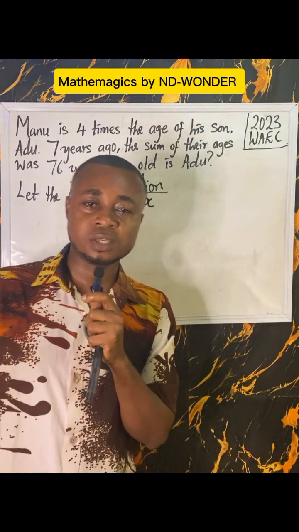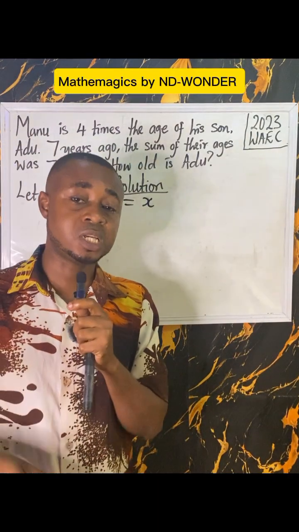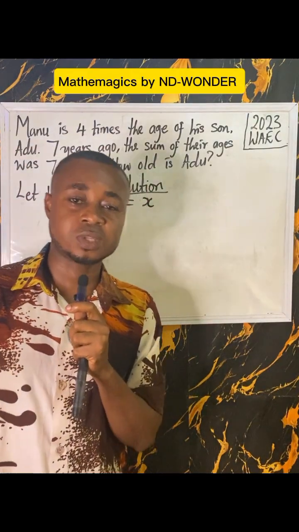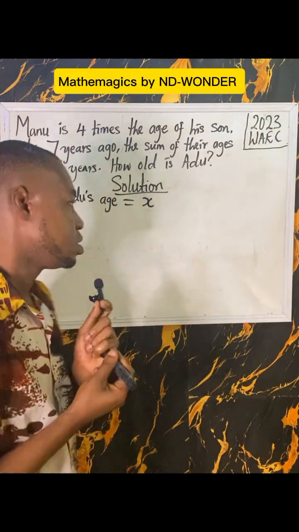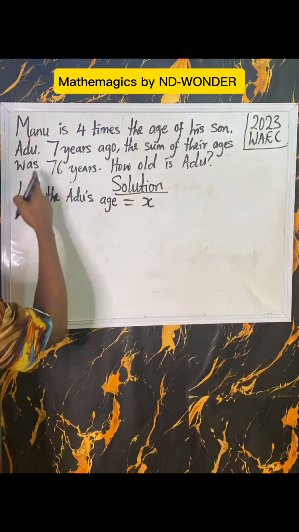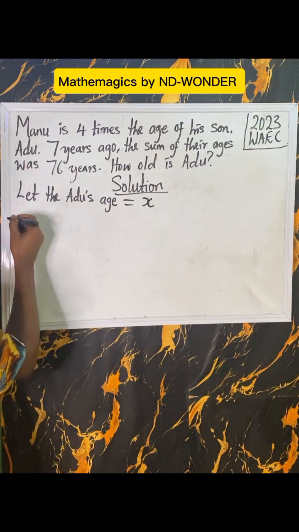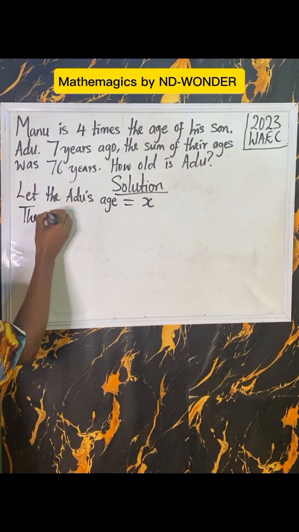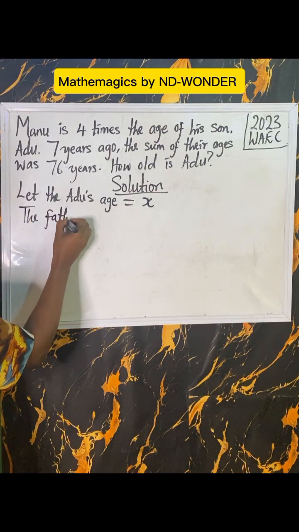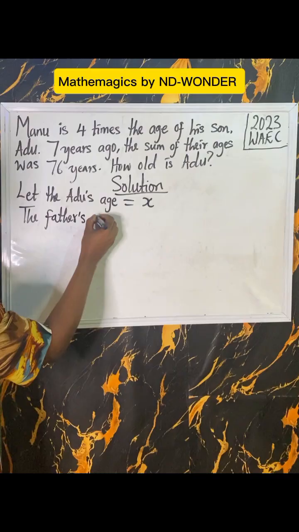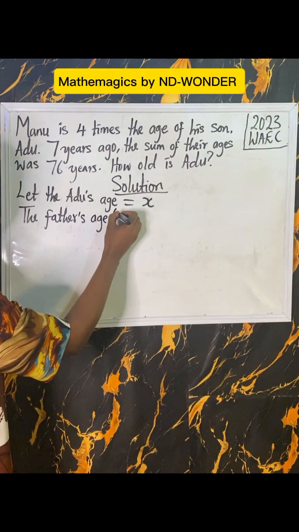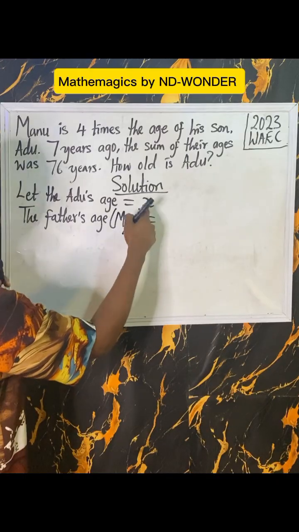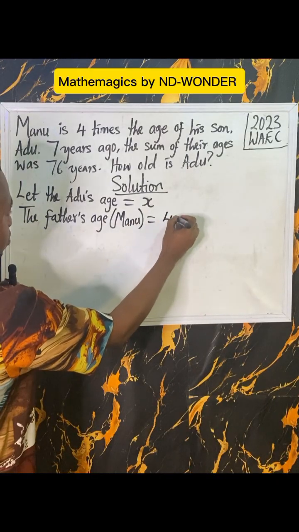Having understood that the father's age is 4 times the age of Adu, and we know that Adu's age is now X, that's going to be 4 times X. And the father's name is Manu. The father's age, in brackets Manu, let it be 4 times the age of the son. That gives us 4x.